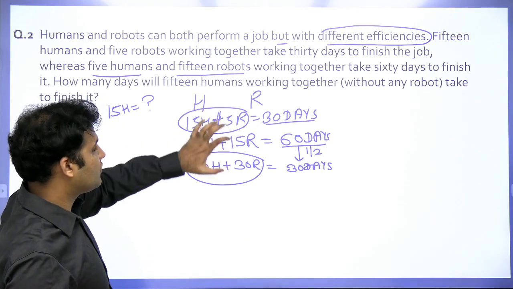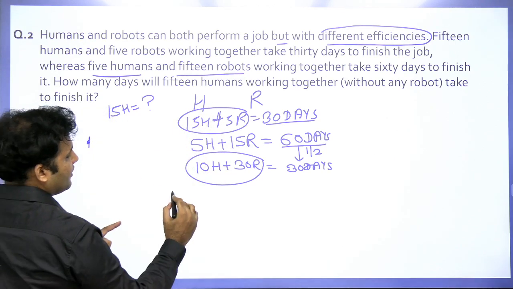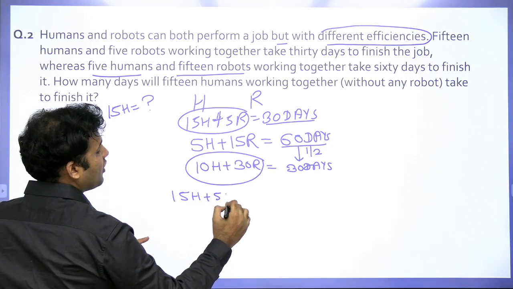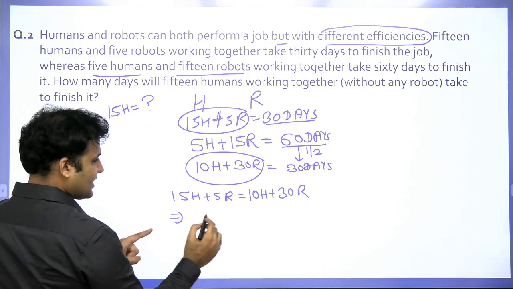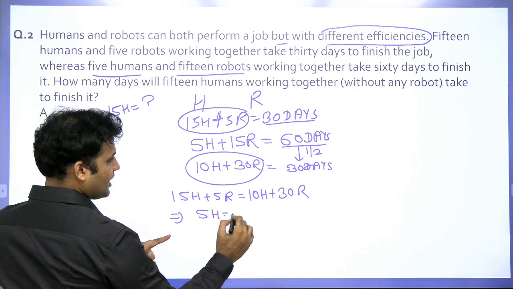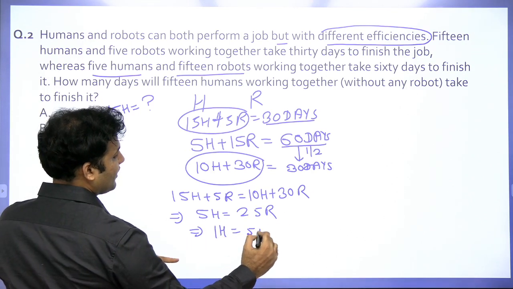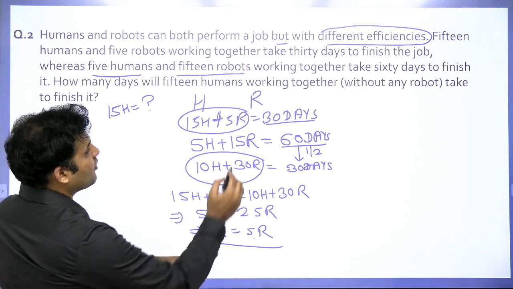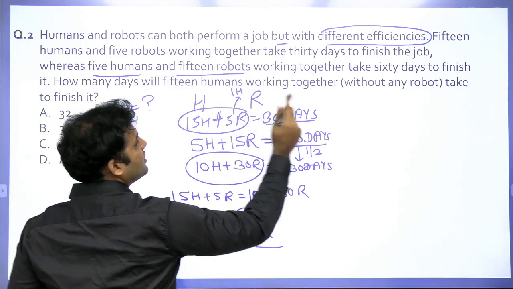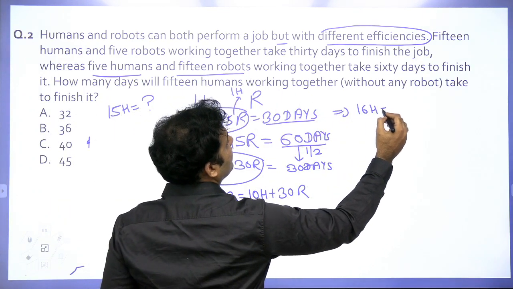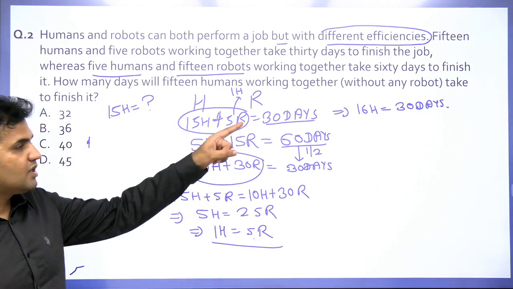Can I say both of these two labor forces are the same? And you can clearly see, if I make them equal, 15 human plus 5 robot equal to 10 human plus 30 robots, this gives you the information that 5 humans are the same as 25 robots, or you get to know 1 human is the same as 5 robots. Now if 1 human is the same as 5 robots, this 5 robots can be replaced with 1 human, or you can see that 16 humans are now doing the work in 30 days. 16 humans are doing the work in 30 days.